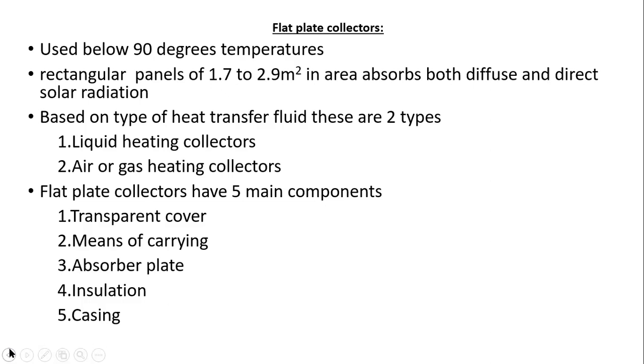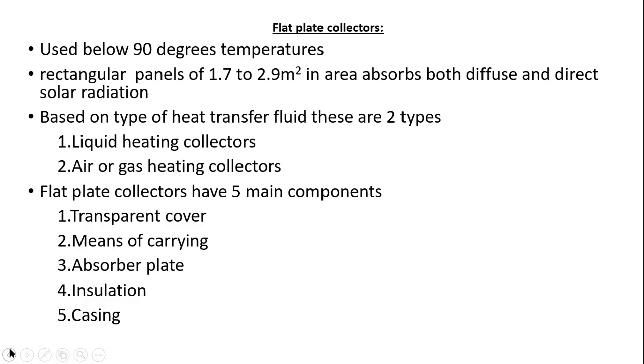All flat plate collectors have five main components. The first one is a transparent cover. This transparent cover may be single or two or more, so single or multiple sheets of glass are used. Or instead of glass, if glass is not available, plastic film or any sheet can be used.